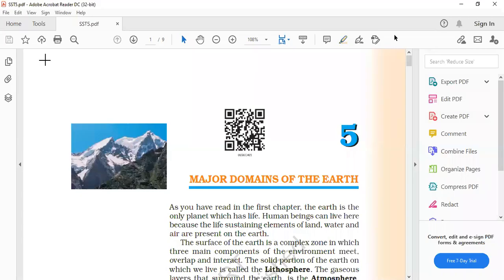Everyone. Today I am going to discuss the question answers of NCERT Chapter 5 of the Class 6 Geography book, and the topic is Major Domains of the Earth.